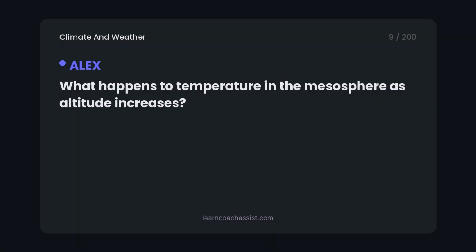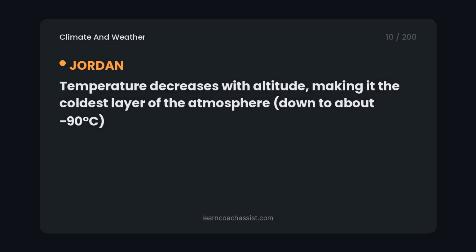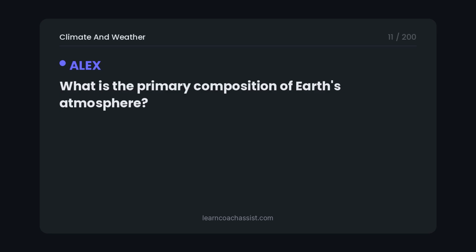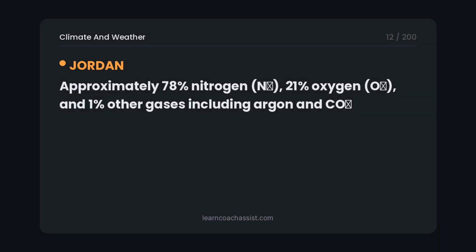What happens to temperature in the mesosphere as altitude increases? Temperature decreases with altitude, making it the coldest layer of the atmosphere, down to about -90 degrees Celsius. What is the primary composition of Earth's atmosphere? Approximately 78% nitrogen (N2), 21% oxygen (O2), and 1% other gases including argon and CO2.